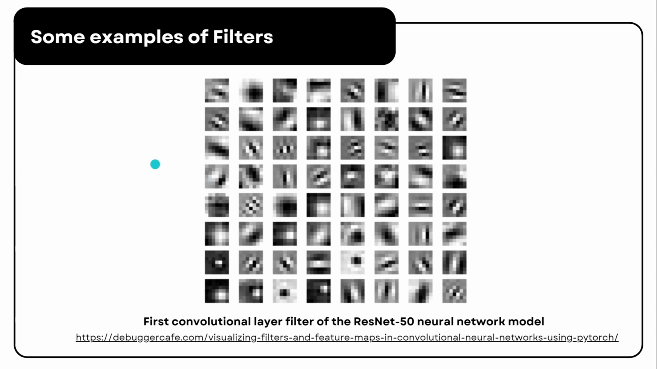Okay, here are some more filter examples. These are from the first convolutional layer of a ResNet 50. As you can see, they appear as small blobs or patterns. This is characteristic of low-level filters. At this stage, the filters are typically smaller in size and are designed to capture basic visual features like edges, textures, and simple gradients.